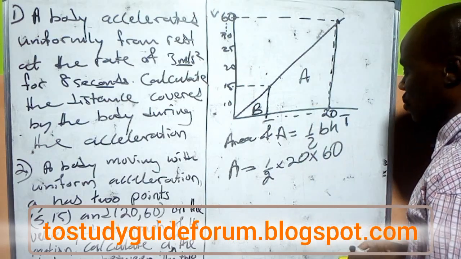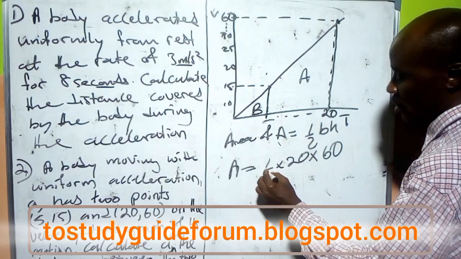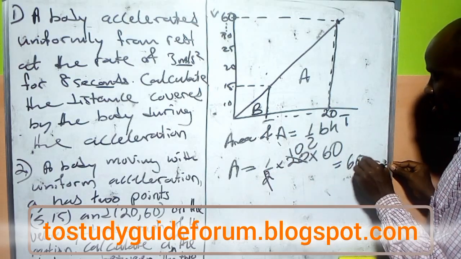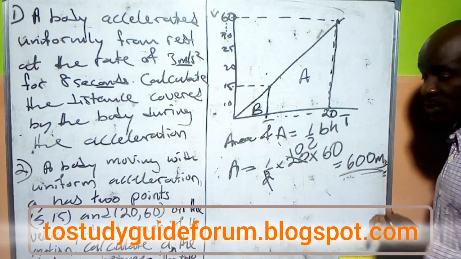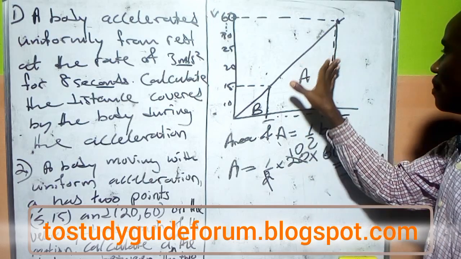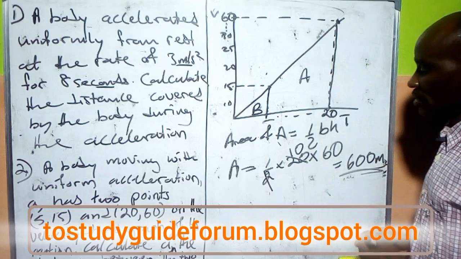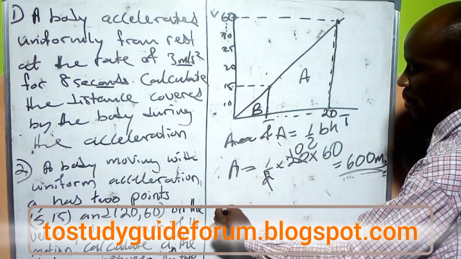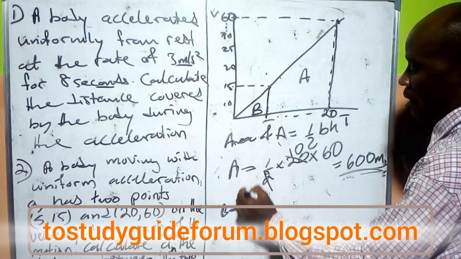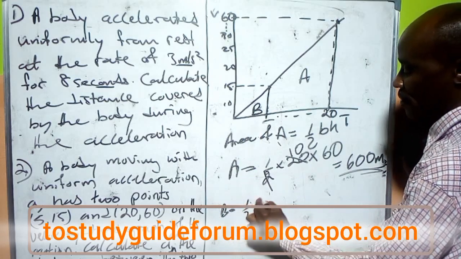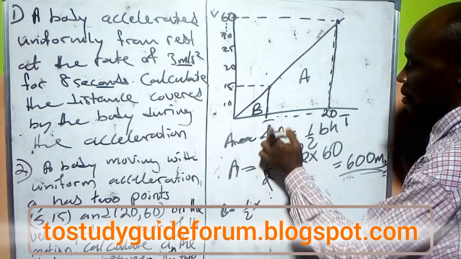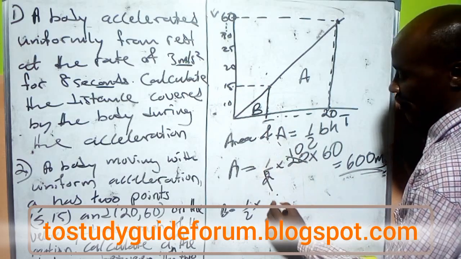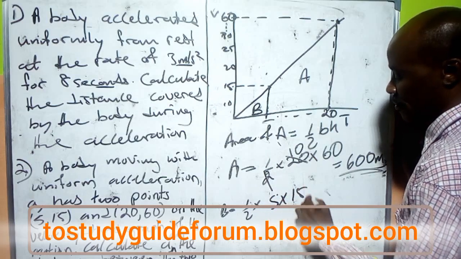So what we do here is that, okay, 2 will cancel, 2 will have 10. What we have here will be 600 meters. That is what we have for the first distance covered. Then the next one will be half times the base, which is 5, times the height, which is 15.